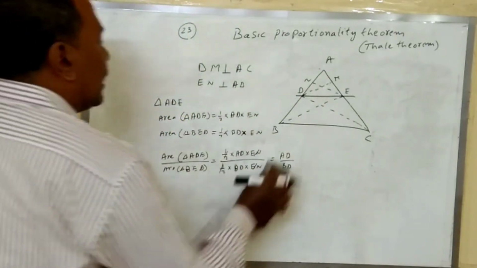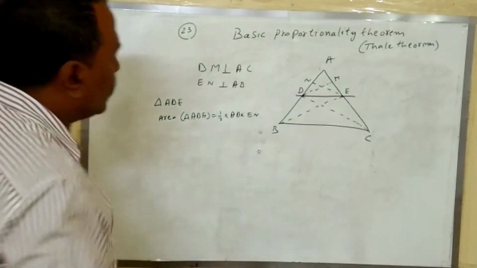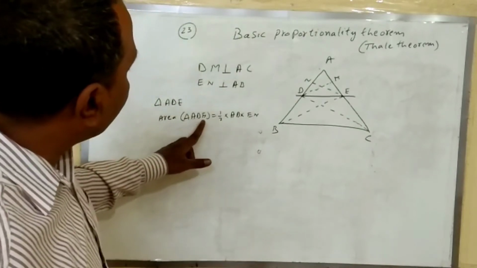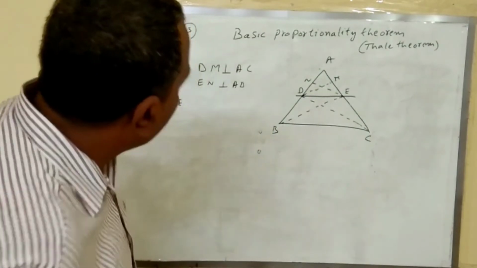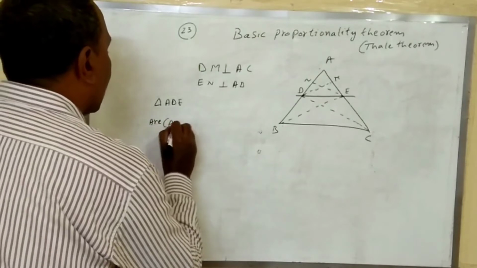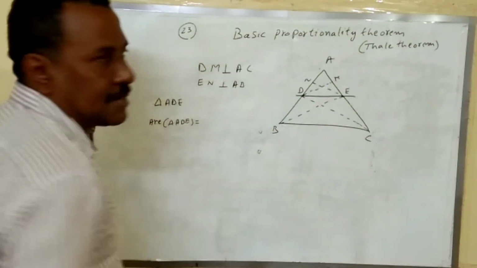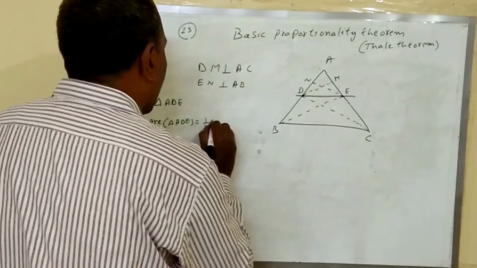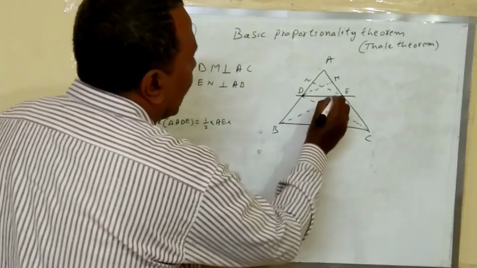Now similarly, we already know that the area of a triangle is equal to half into base into height. Again you take this triangle, area of triangle ADE is equal to, now you take this side as the base, half into AE into, the height is DM.